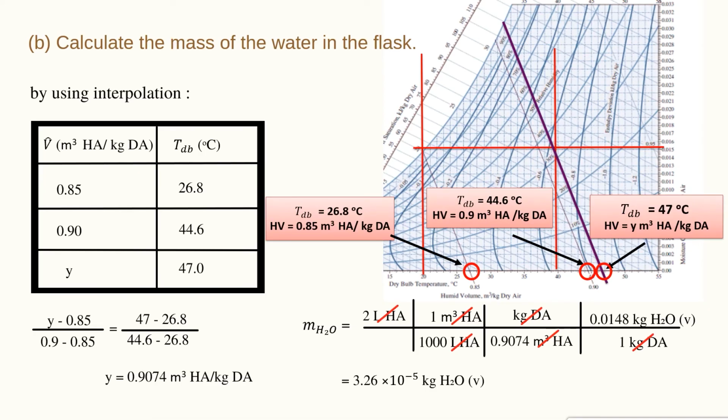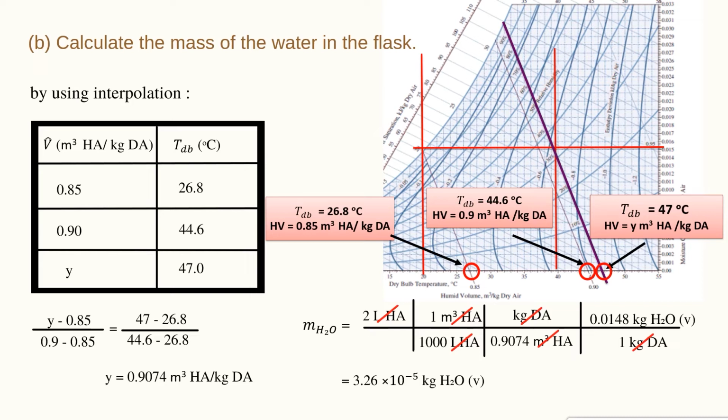Question B. Calculate the mass of the water in the flask. First, we need to draw a line for 40 degrees C and 20 degrees C on the dry bulb temperature, which is given in the question, and a line parallel to it so we can find a point on the purple line. Draw a purple line that has the same angle as the humid volume, and we get a dry bulb temperature of 47 degrees C and Y, which is the one we need to find.